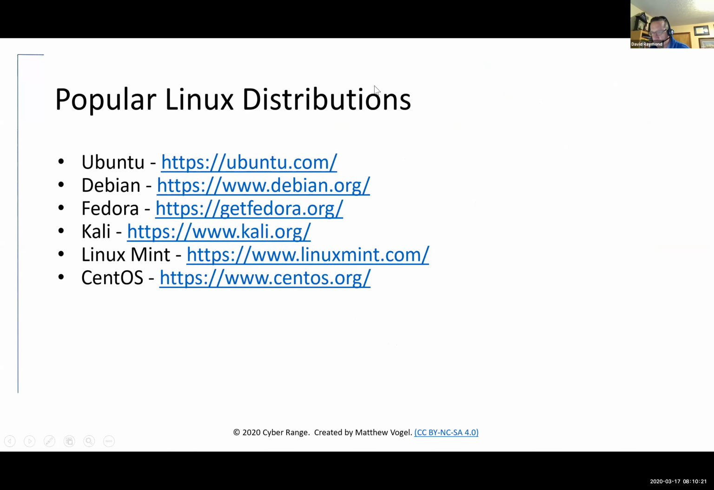Some of the most popular Linux distributions, some that you may have heard of, are Ubuntu. Ubuntu is probably the most popular desktop operating system version of Linux that's out there. It's pretty widely used by people who are able to use Linux as their desktop environment. It's user friendly. It's got a nice user interface. It's pretty well supported. So Ubuntu is definitely a popular one.